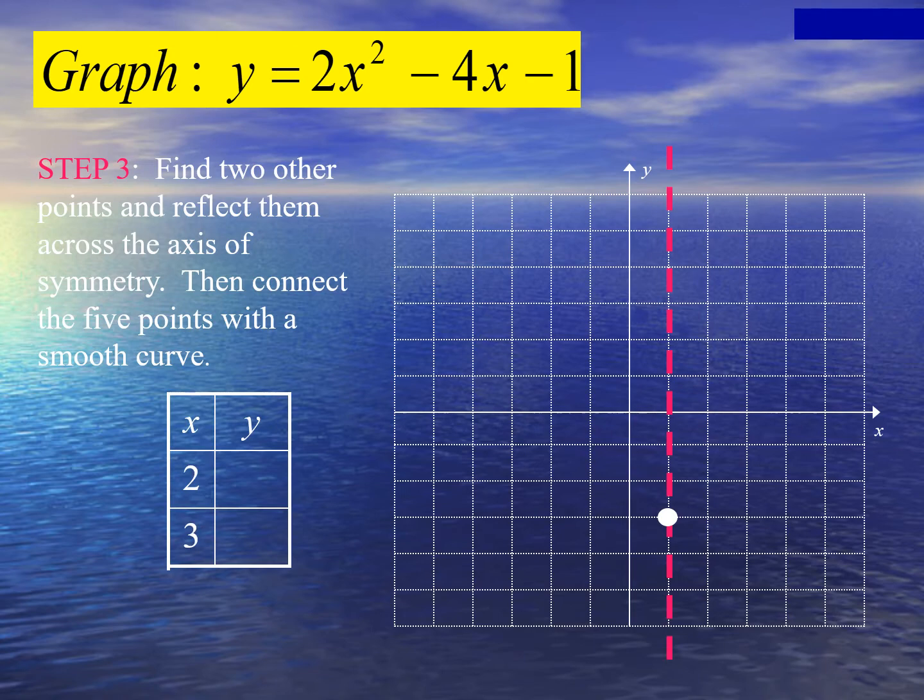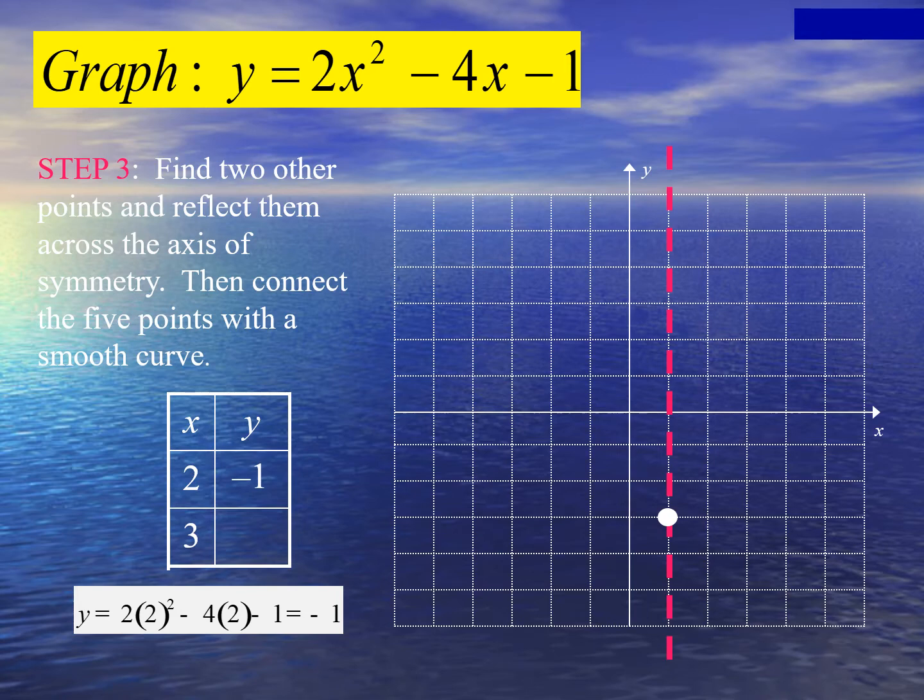So if x is equal to 2, we are going to solve for y by substituting 2 in the original equation. So if x is equal to 2, y equals negative 1. So we have (2, negative 1), and we are going to plot it in the coordinate plane. So we have (2, negative 1) here. And if x is equal to 3, we are going to substitute 3 in the original equation. So y equals 5. So we have (3, 5).